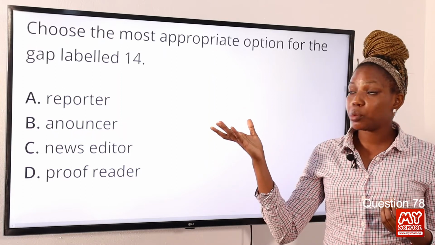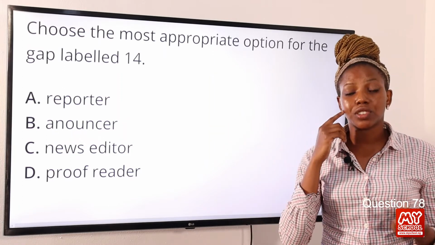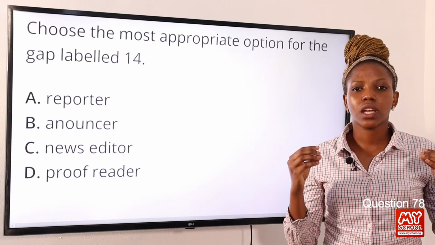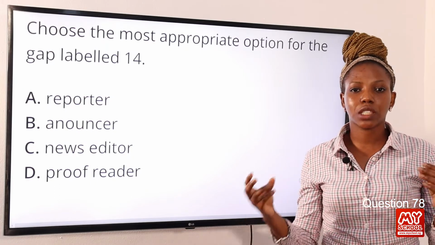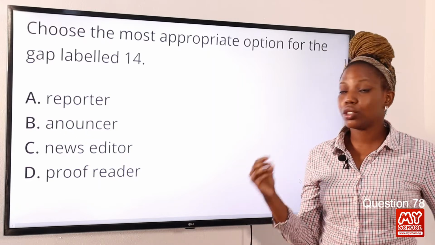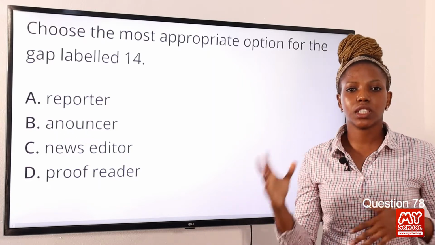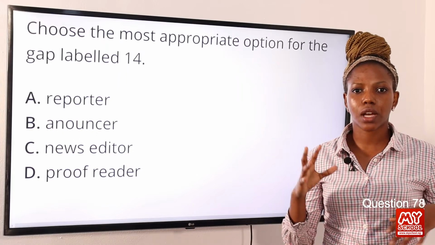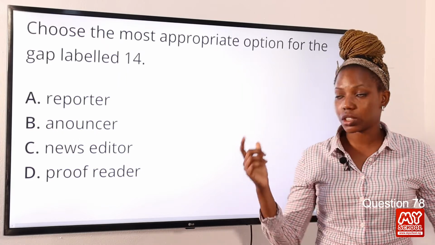The part labeled 14 is meant to describe a personnel that works closely with the editor-in-chief and who is charged with the responsibility of choosing important stories. Now, the news editor is one who oversees the preparation and selection of news items. So option C therefore is the correct answer to this question.